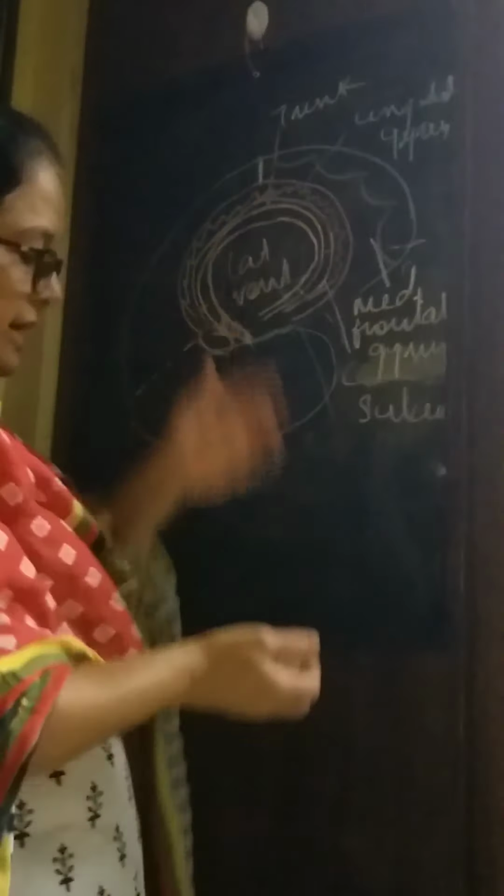Now this portion which is present over here, up to the center, there are gyri present. This is called the medial frontal gyrus. So this portion which you see over here is the medial frontal gyrus.